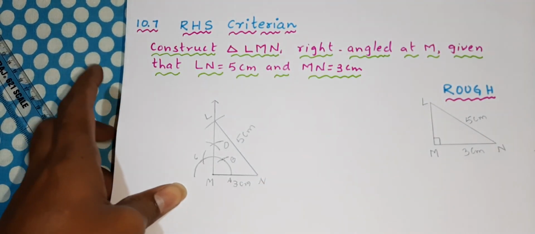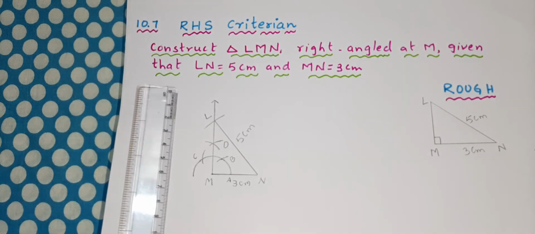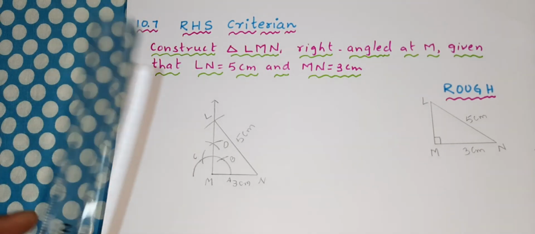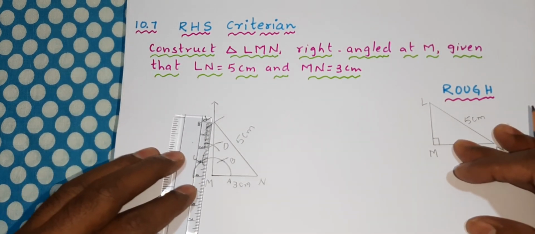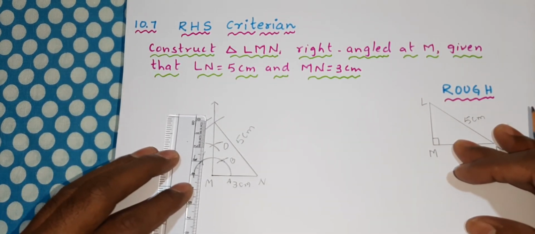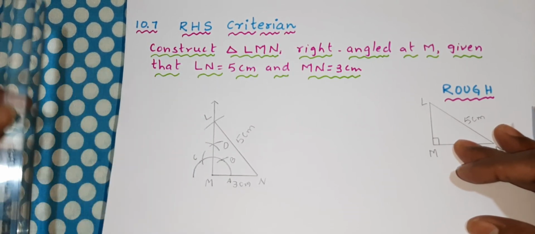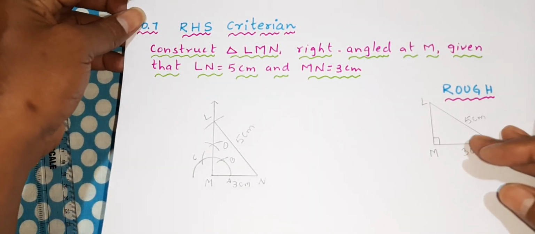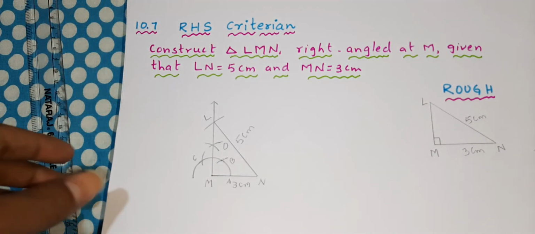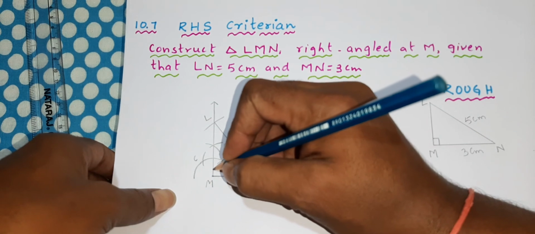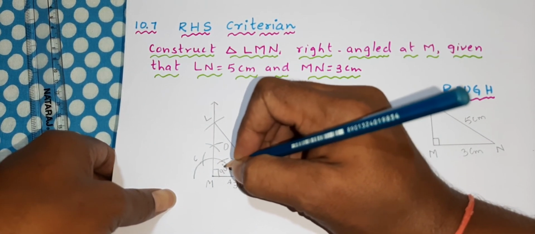That is 5 centimeter. Now you can measure LM. How much is it? If you measure LM, it will become 4 centimeter. Right, it is exactly 4 centimeter. Right, children? So 3, 4, 5 are the Pythagorean triplets. So here angle M is equal to how much here? 90 degrees. This is 90 degrees.